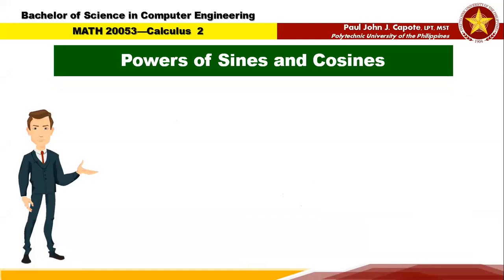Okay, second outline, we have powers of sines and cosines. The first one is product of sines and cosines. Now we have powers of sines and cosines. Okay, the general form is the integral of sine v raised to m times cosine v raised to n dx. That's the general form if we are to apply powers of sines and cosines.